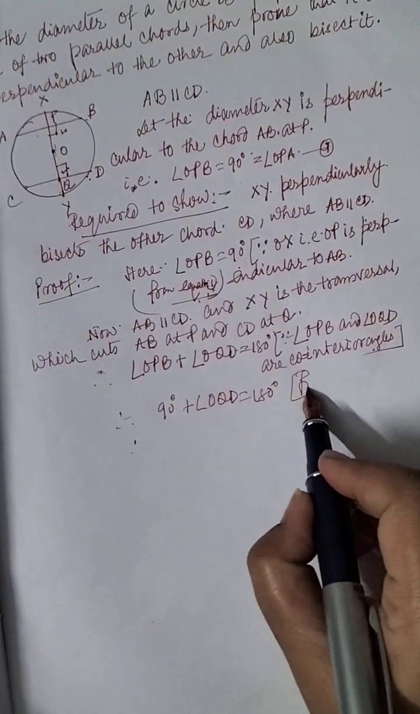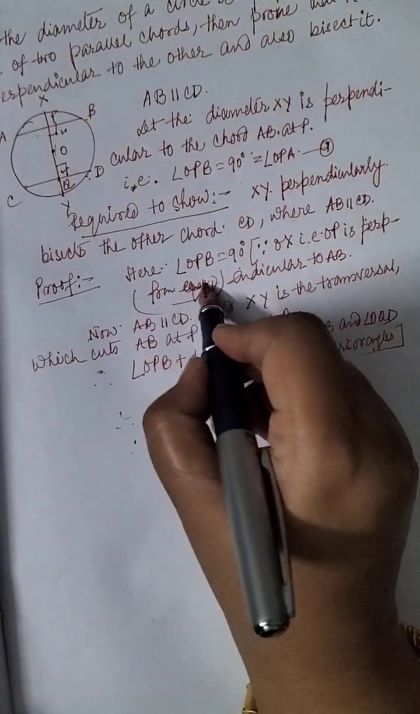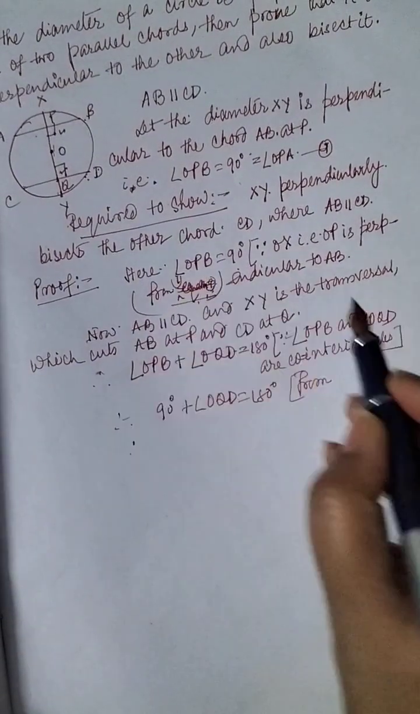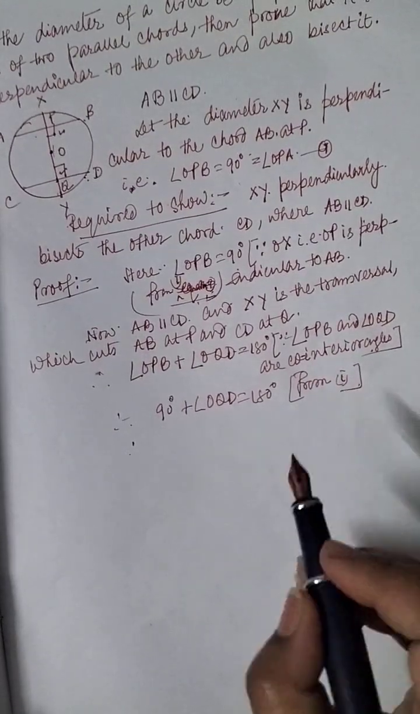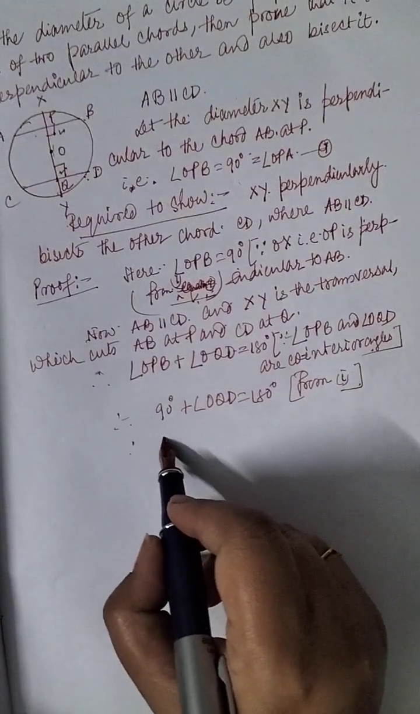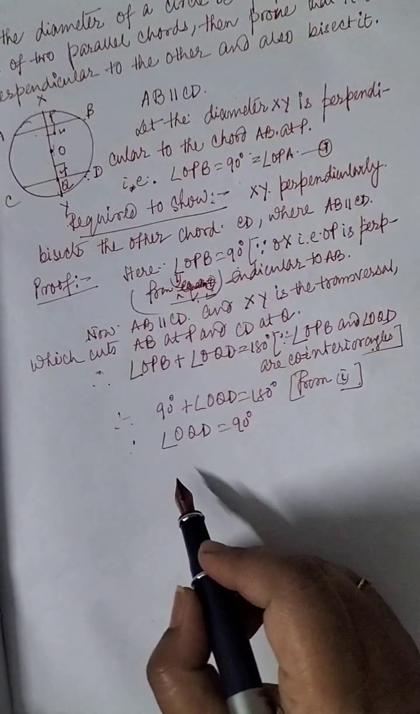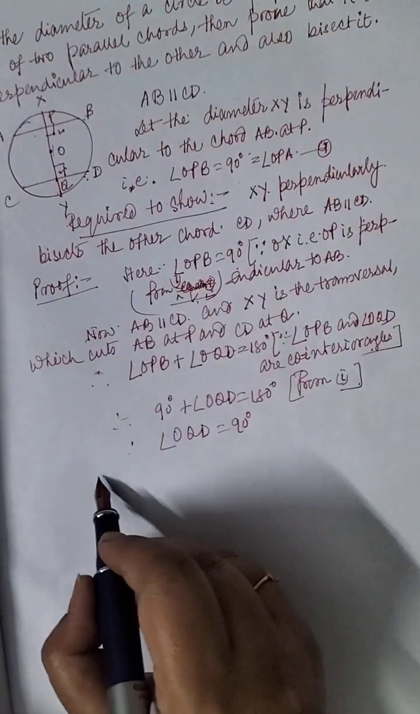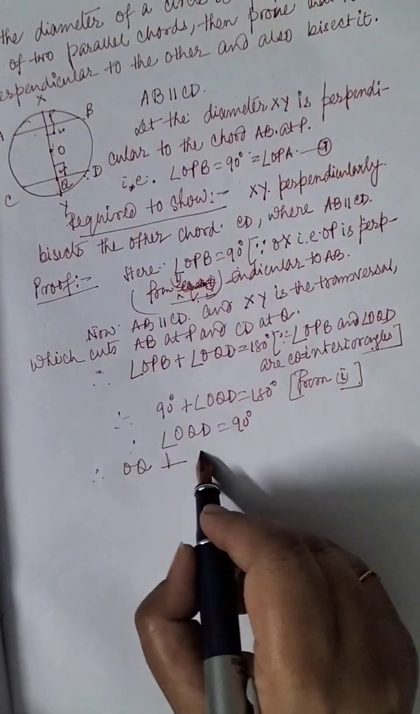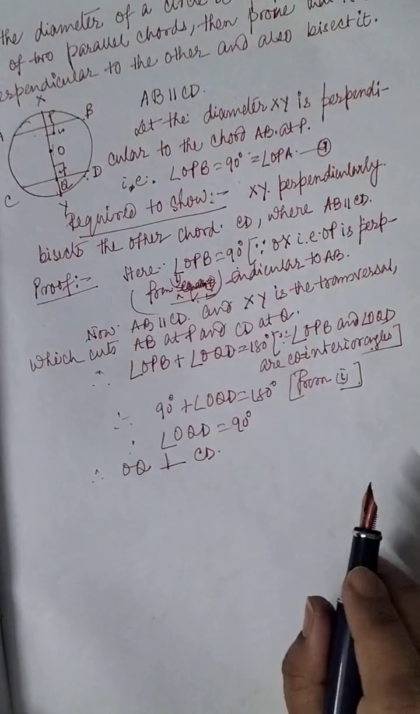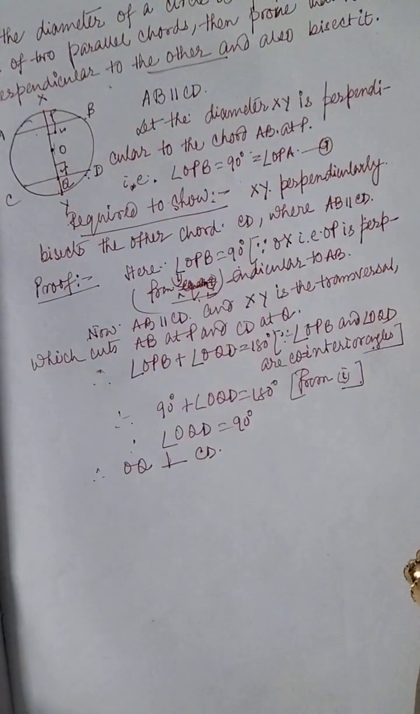From here you can simply write from 1. Okay, therefore angle OQD is also equal to 90 degree. So OQ is perpendicular on CD. Hence it is proved. First part, it was the first part, perpendicular to the other chord, right?